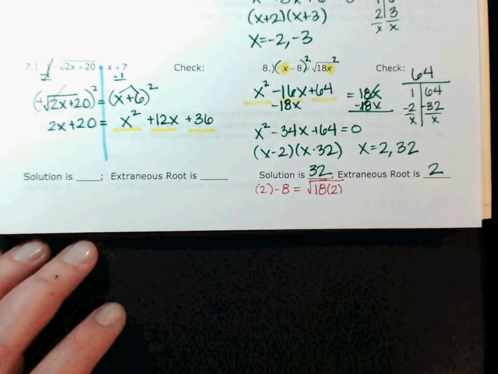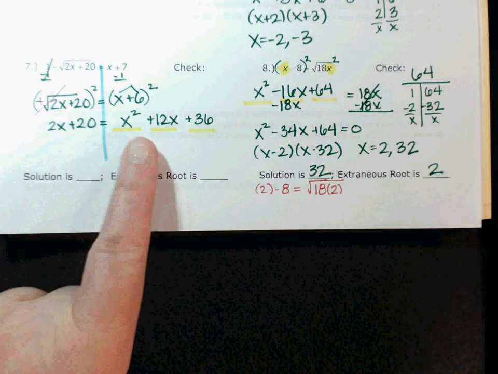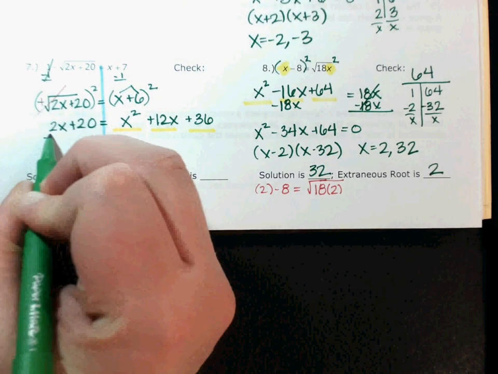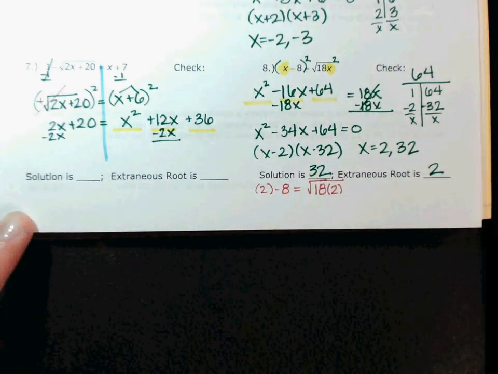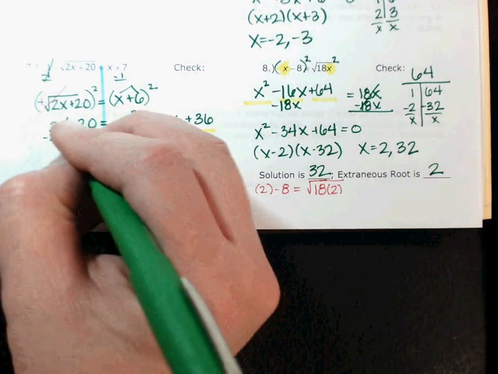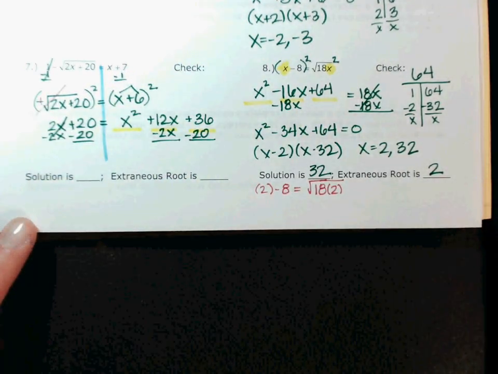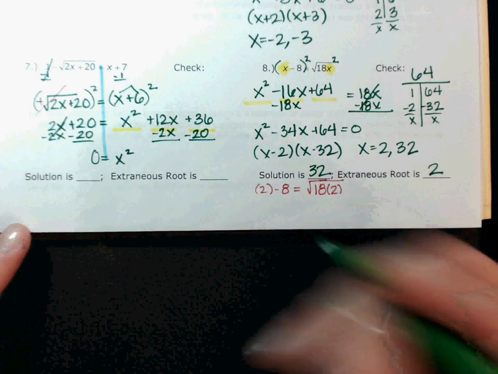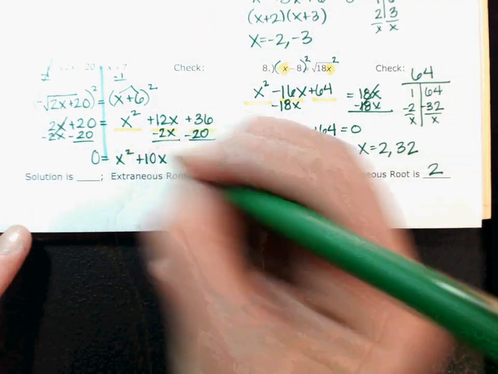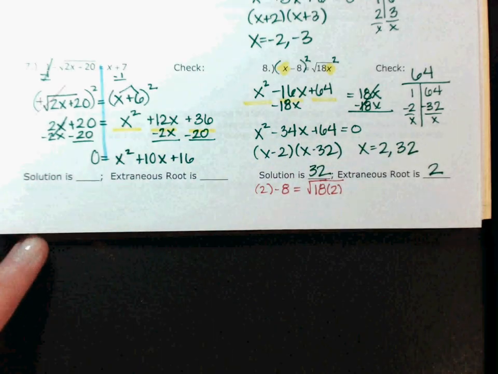Then from there you have to t-chart. Remember, you're bringing all your stuff to where x squared is. So if x squared is over here, I'm going to minus the 2x across. And then I'm going to minus the 20 across. Because remember, you can only t-chart when you have your expression equal to 0. Okay? So I have 0 equals x squared. 12 minus 2 is a 10x. And then 36 minus 20 is 16.